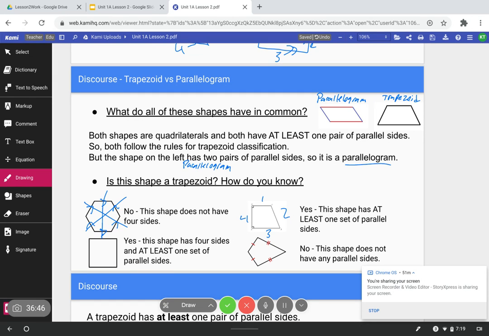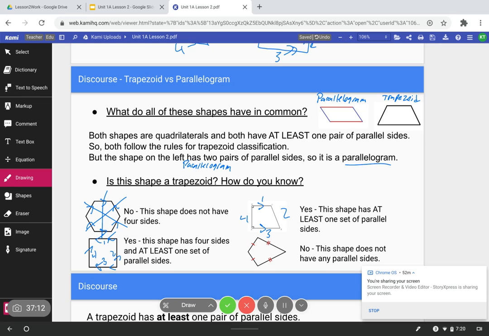And it has at least one pair of parallel sides. Look at that. Trapezoid. Now let's go to the square. Is this shape a trapezoid? Yes. It has four sides. 1, 2, 3, 4. And it has 2 pairs of parallel lines.